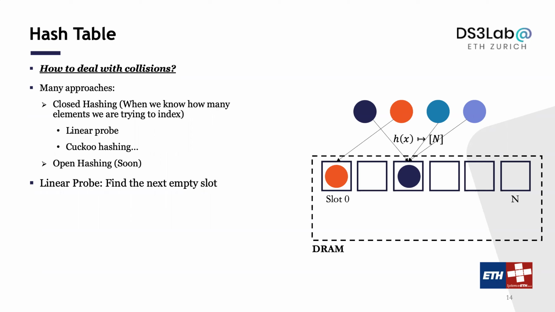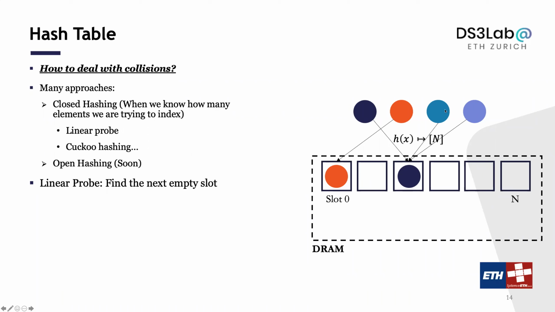One approach there is called linear probe, which is very, very simple. If there's a collision, I try to find the next empty slot and put my object there. In this example, assume the orange one is mapped to the first slot, the blue one is mapped to the third slot, and the remaining two tuples, the green and the purple one, both map to the same bucket as the blue one. Now I want to hash the green one.